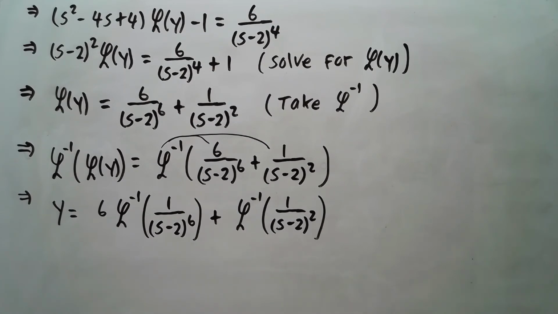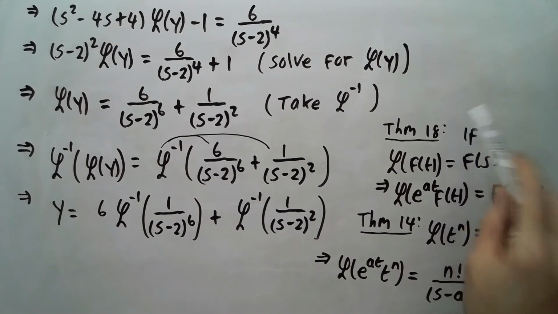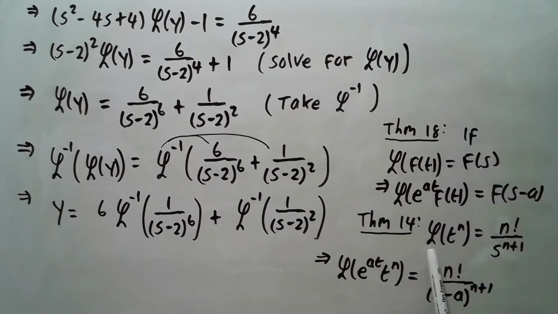So let's make some observations. I've written theorem 18 here again, and written theorem 14. Theorem 14: the Laplace of t to the n is n factorial over s to the n plus 1. So let's figure out from theorems 14 and 18 what the Laplace of e to the at times t to the n would be. According to theorem 18, it's just going to be the Laplace of t to the n, which is here, evaluated at s minus a. So just replace the s here with s minus a.